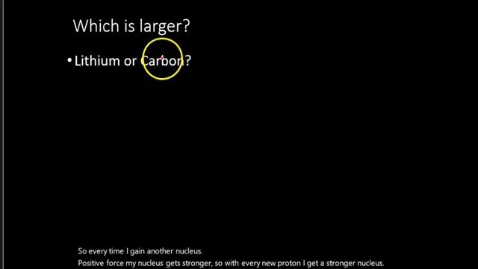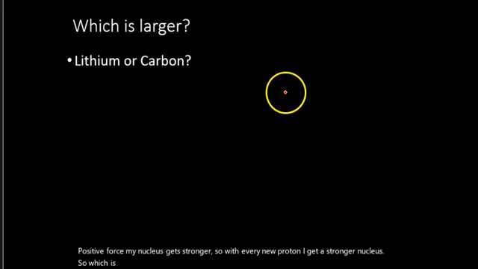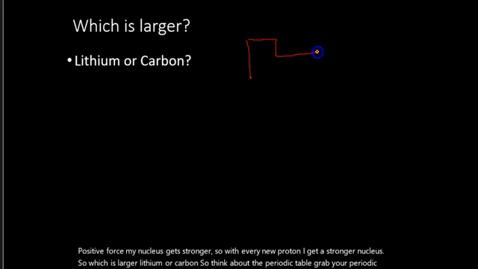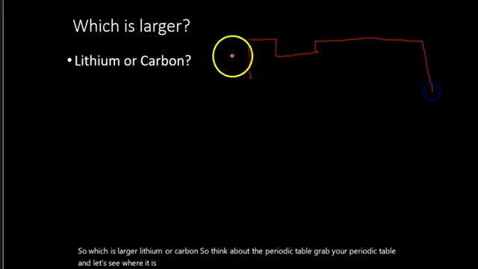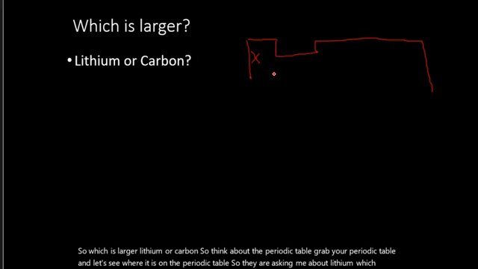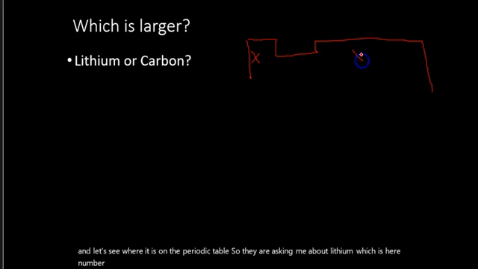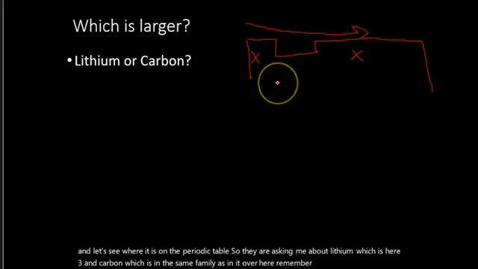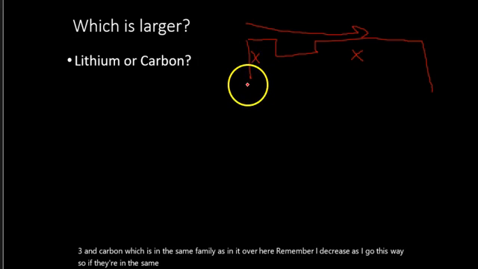So which is larger, lithium or carbon? Think about the periodic table, grab your periodic table, and let's see where it is on the periodic table. They're asking me about lithium, which is here, number 3, and carbon, which is in the same period as it, over here. Remember, I decrease as I go this way. So if they're in the same period, lithium is going to be larger.